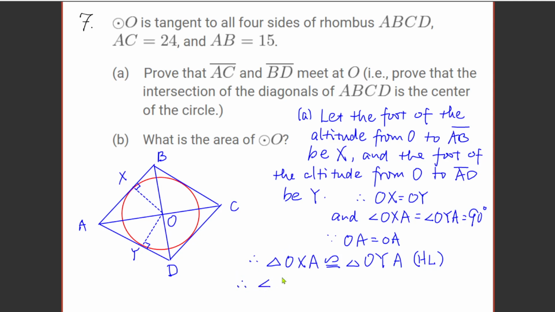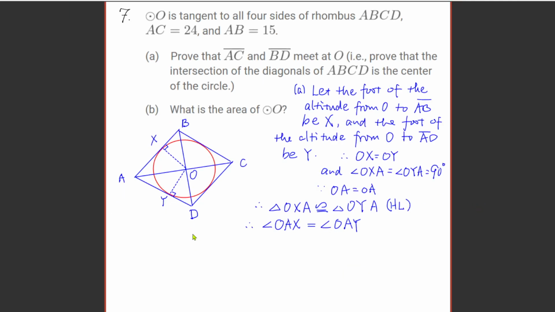Therefore, angle OAX must equal angle OAY, right? So what does this tell you? This tells us that O is on the angle bisector of angle BAD. And similarly, you can prove using the same method that O must be on the angle bisector of all 4 angles of the rhombus.